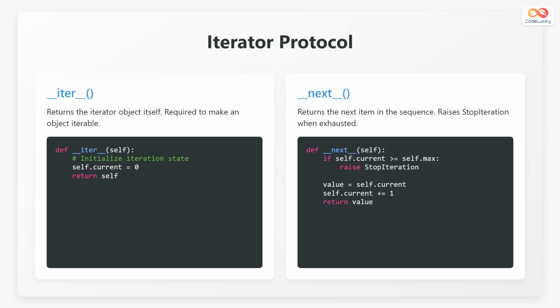Next, let's look at __next__. This method returns the next item in the sequence. When there are no more items, it raises the StopIteration exception. Inside this method, first we check if current is greater than or equal to self.max. If it is, we raise StopIteration. Otherwise, we store the current value, increment current by 1, and return the stored value.